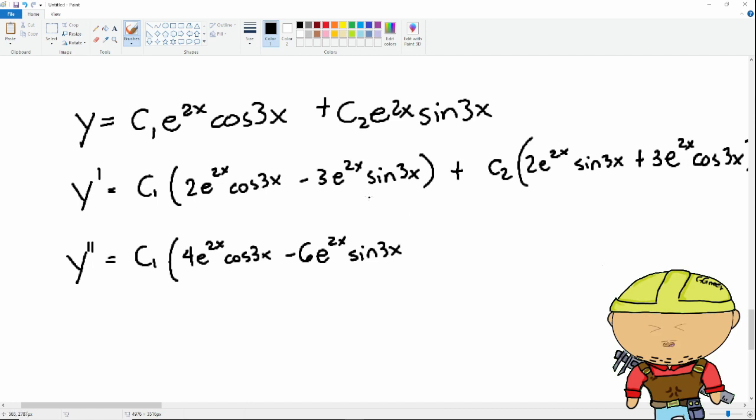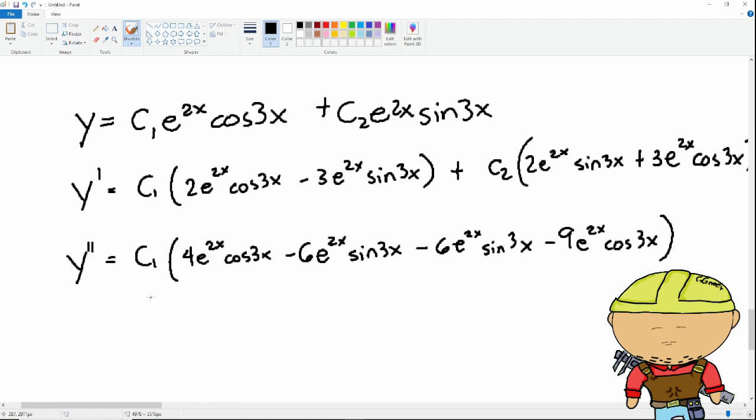Next, we differentiate the second term. It will become negative 6 e to the 2x sine 3x. Next, we differentiate sine. It will become positive 9 e to the 2x cosine 3x. Wait, it's not positive, it will become negative. It will stay as negative, because sine 3x differentiated to cosine 3x is positive. So the sign will not change.